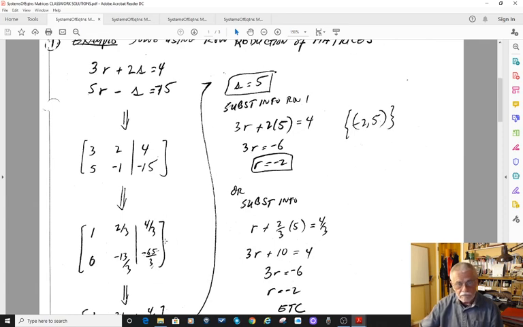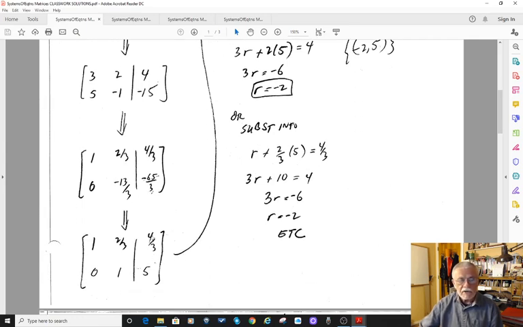Okay, so step 1, you want the upper left-hand corner to be a 1. So that means I'm going to divide everything in the first row by 3. That's the rule that says it's a row operation: you're allowed to multiply or divide a row by a non-zero constant. So I divide this by 3, get a 1. This by 3, get a 2/3. This by 3, get a 4/3.